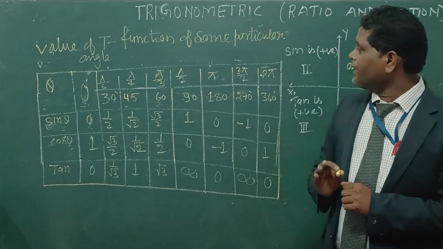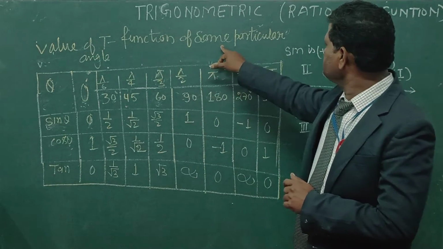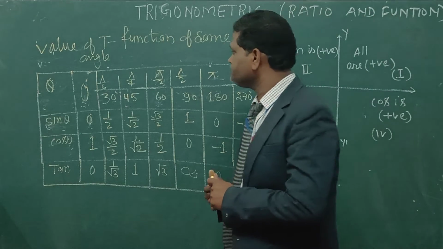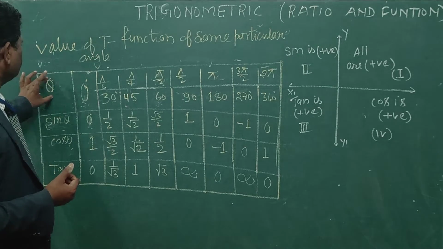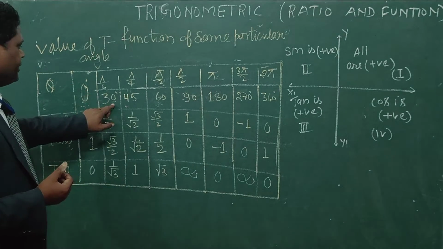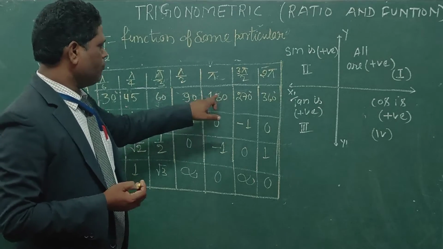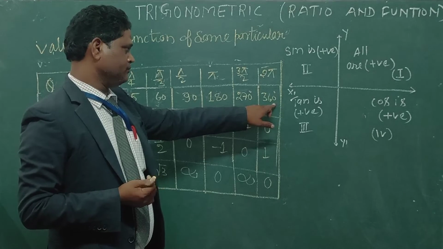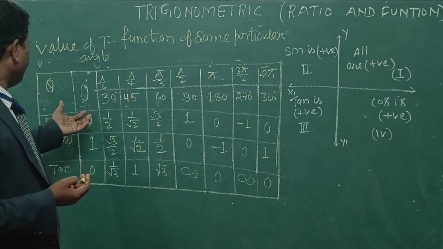Now I am taking the values of the functions for some particular angles from trigonometry: theta equal to 0 degree, 30 degree, 45 degree, 60 degree, 90 degree, 180 degree, 270 degree and 360 degree. How can we find the value at these angles?